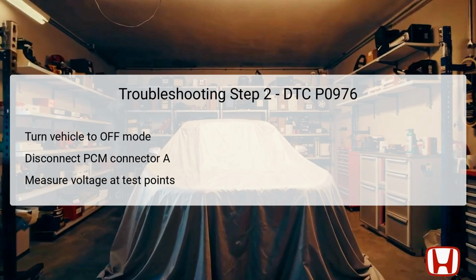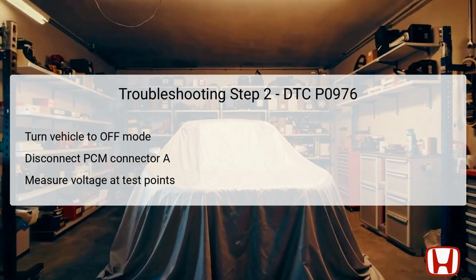Start by turning the vehicle to off mode to ensure safety while handling electrical components. Utilize the HDS to jump the short circuit SCS line and wait for more than 1 minute. This allows the system to reset. Once the reset is complete, disconnect PCM connector A, which is identified by its 51P pin configuration.